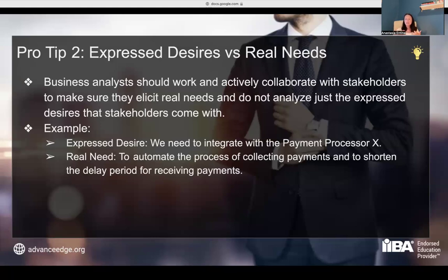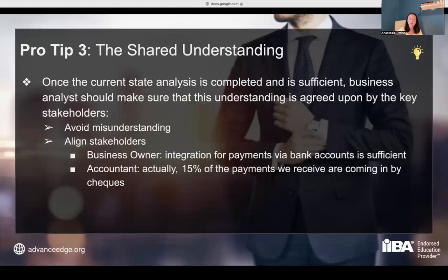So there are many, many mistakes that can be made in case we work with express desires instead of the real needs. So always try to understand the real needs, because it gives you the options to propose more valuable strategies for your stakeholders. Tip 3, the shared understanding.